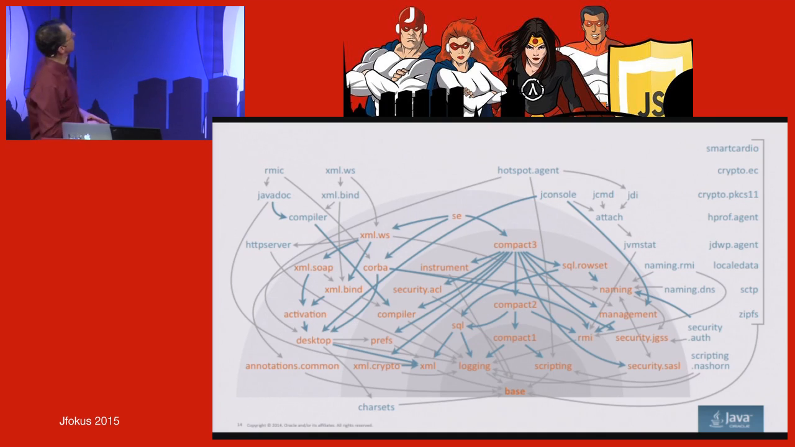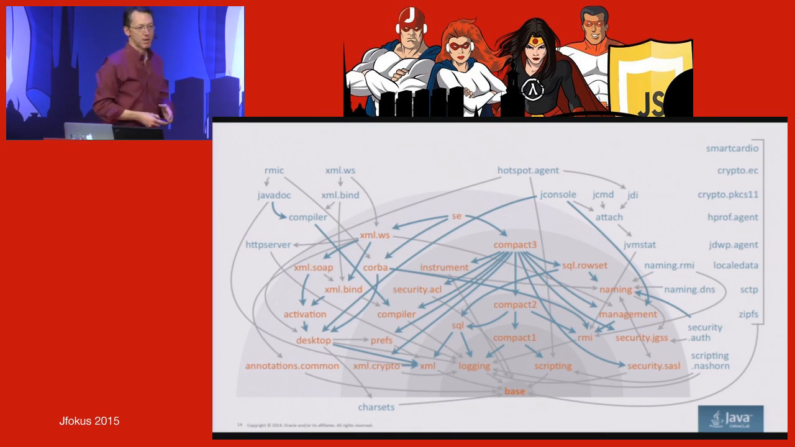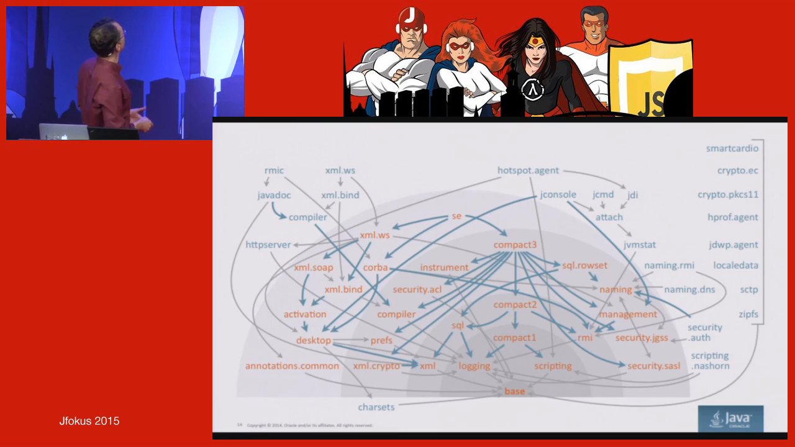So let me explain a bit about this diagram. So base is at the bottom. That's the base module. Everything depends on the base module. Even if a module doesn't say that it depends on the base module, it will depend on the base module. It's mandatory.